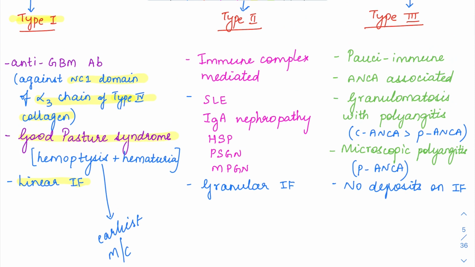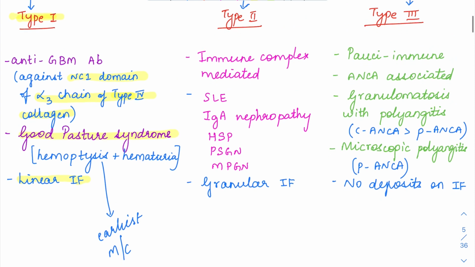Next we'll see about type 2 RPGN. Type 2 RPGN is going to be mediated by immune complexes. Any of the immune complex diseases can present with RPGN in their end stage.